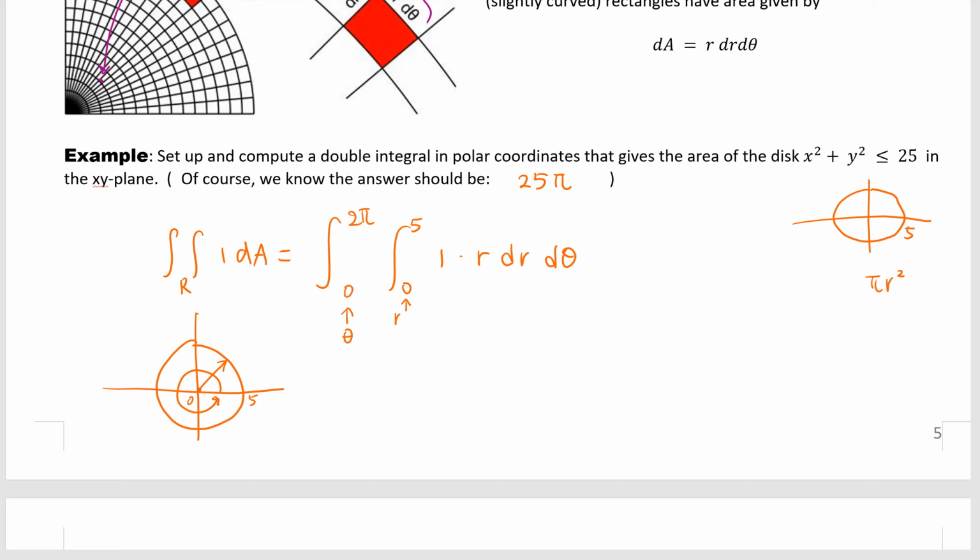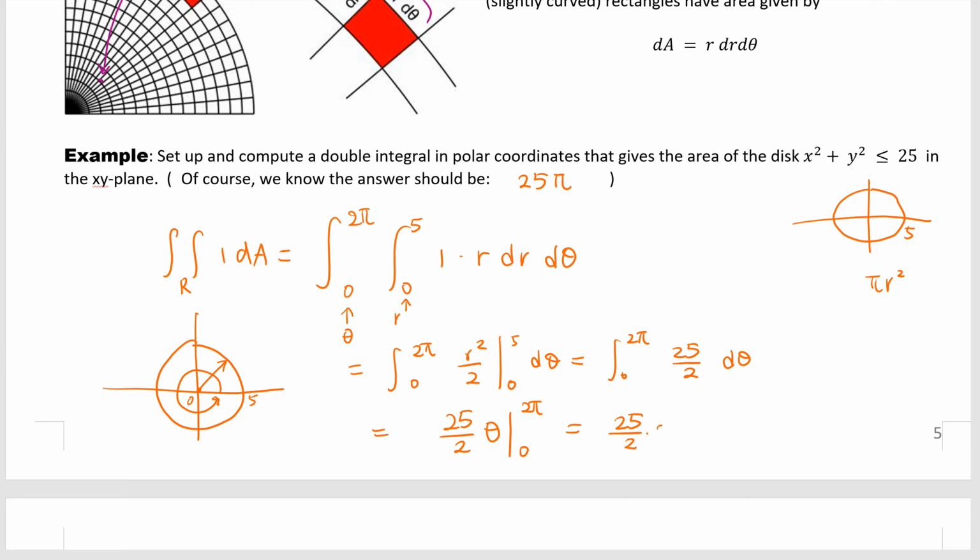Okay, then let's see. This is 0 to 2 pi. Integral of r is r squared over 2. Evaluate from 0 to 5 d theta. So we plug in 5, 25 over 2, and then d theta, right? So integral of a constant, we just get 25 over 2 theta. Evaluate from 0 to 2 pi. We plug in theta equals 2 pi. We have 25 over 2 times 2 pi, minus 0, right? Ooh, the 2 cancel, so we get 25 pi.